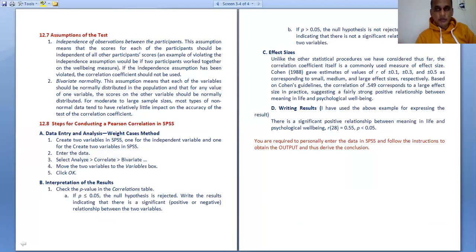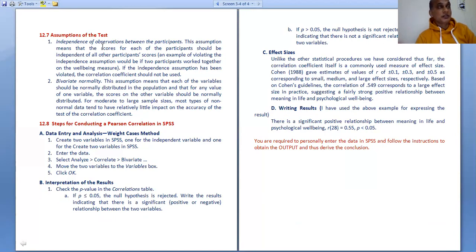We are just moving to something called the assumptions of the test. The first assumption is that, in case of correlation, both these variables are independent of observations between the participants. So scores for the participants should be independent of other participant scores.